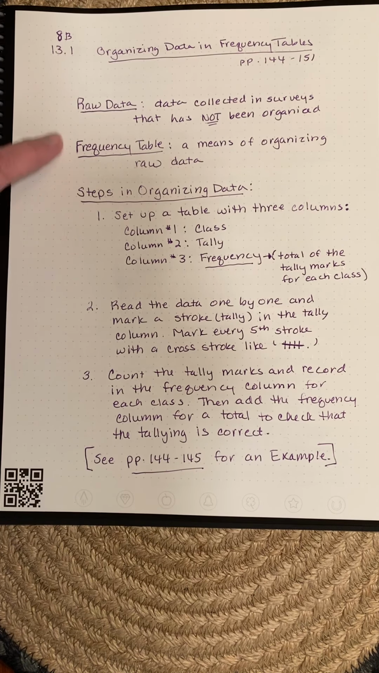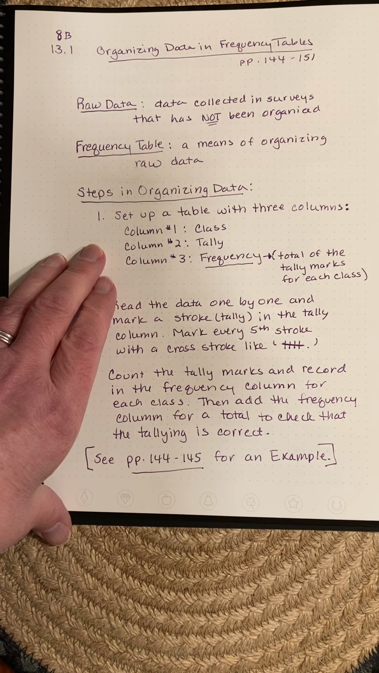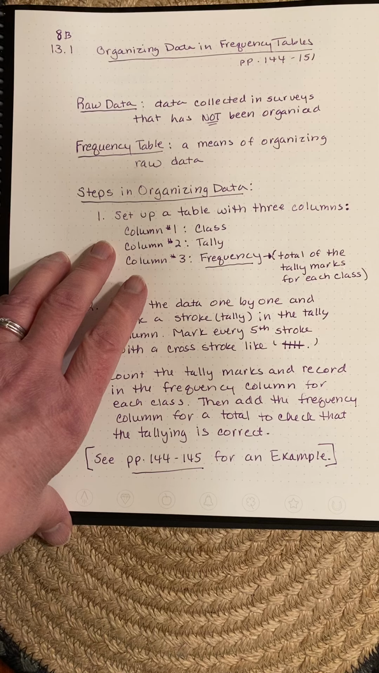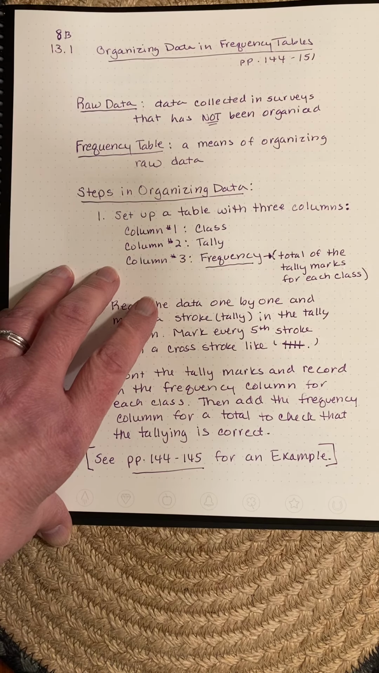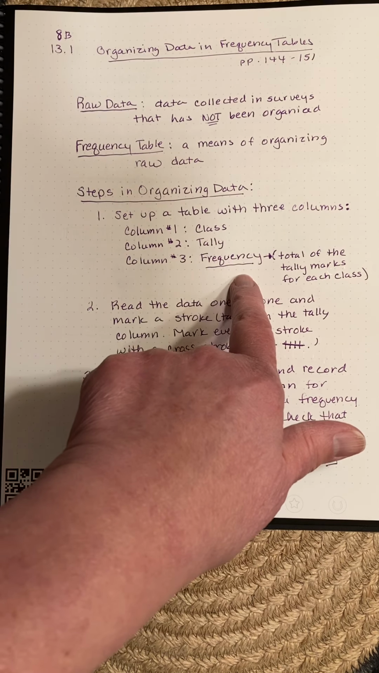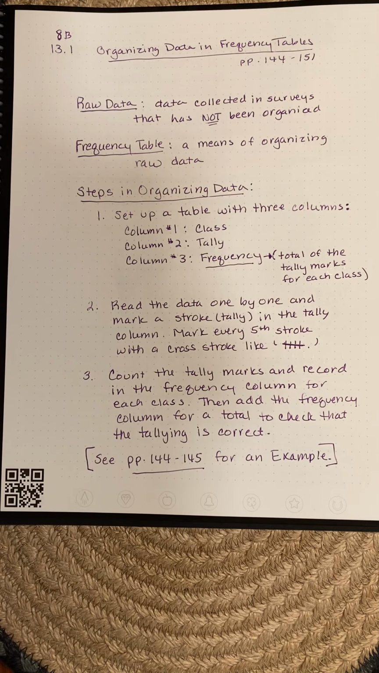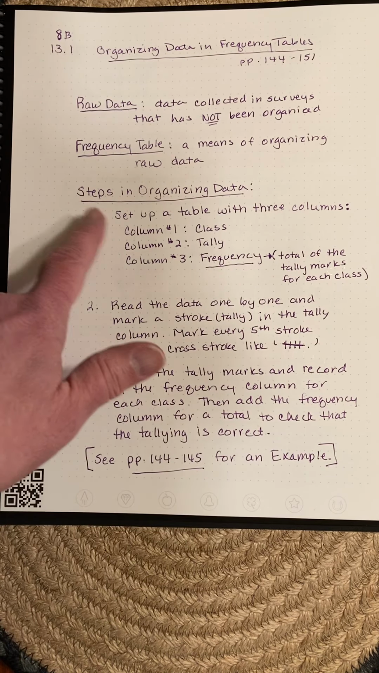Now, the steps in organizing data in a frequency table is to first set up the table with 3 columns. In the first column, you would have the class, which means the title of whatever you're collecting. Then the next column would be the tally marks, where you keep track of how many of each you have. And then column 3 would be totaling the tally marks, and that would be how you would gain the frequency of that something occurs. So the total of the tally marks for each class is actually going to be the frequency. So that would be the first thing.